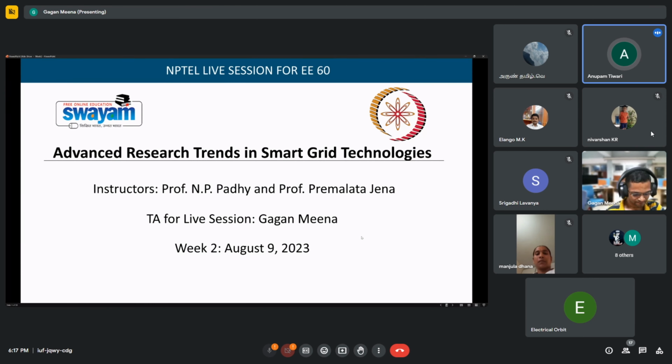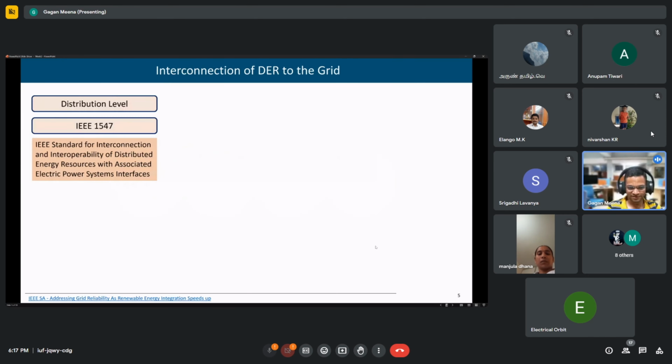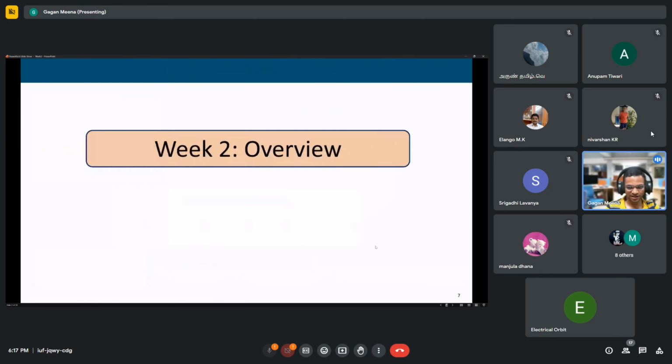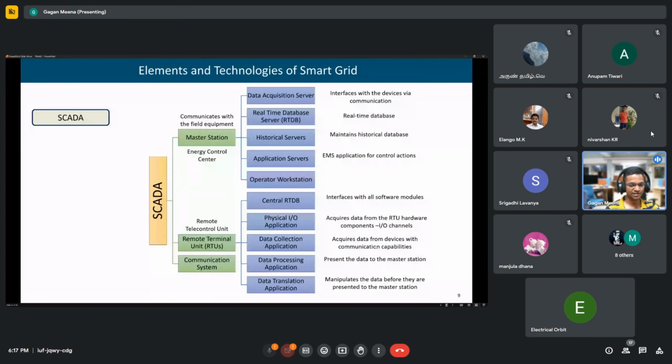Understood, sir. But definitely the processor will not communicate with the master. That is what I'm sure of. Yeah, the processing part. Its name is processing, but actually the processing is done by the data translation unit. I was saying that before sending the data to the master station, this translation application is doing any kind of processing.